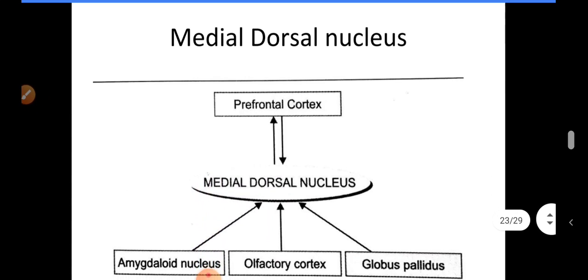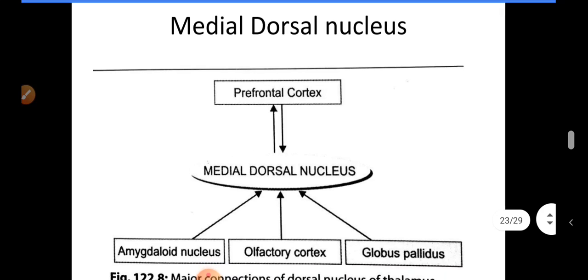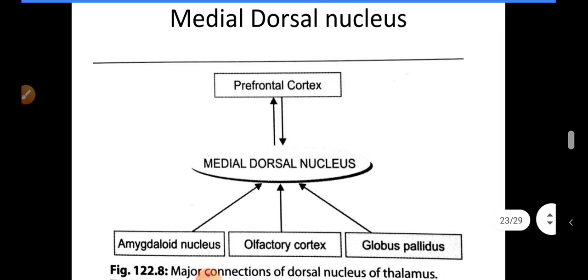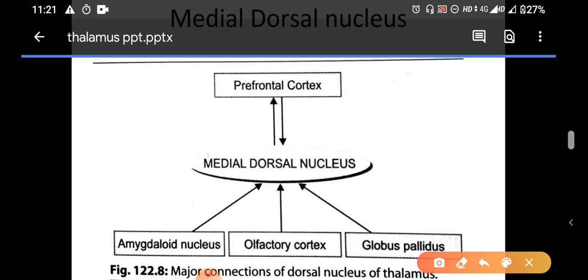Now the medial dorsal nucleus. It is the largest nucleus present in the thalamus. Afferents for the medial dorsal nucleus come from the amygdaloid body, olfactory cortex and the globus pallidus, and efferents are going to the prefrontal cortex.